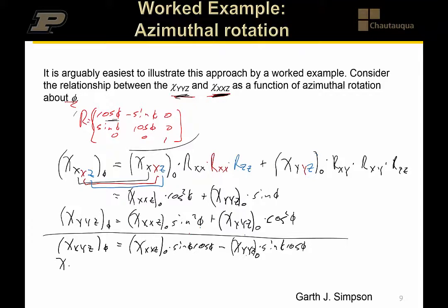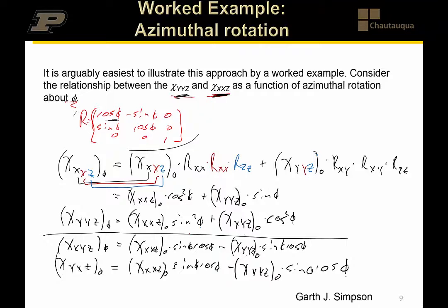And then finally, we'll have an analogous operation for χyxz. And it turns out that this one will yield exactly the same thing as we had before for χxyz, because we're projecting the same tensor elements just in a different order. Okay, so a couple of things to note. The new tensor elements have contributions from many existing initial tensor elements, and tensor elements that did not exist can emerge in this rotated reference frame.